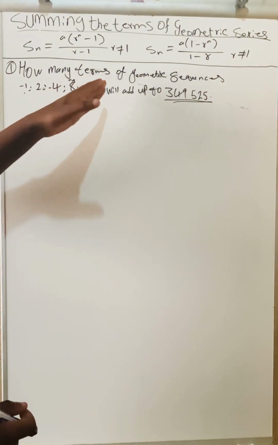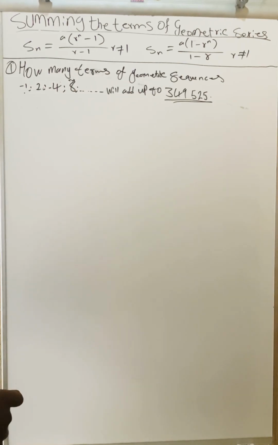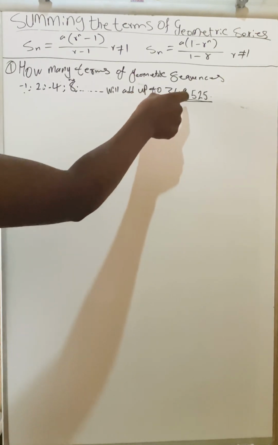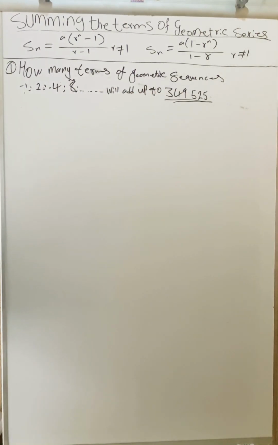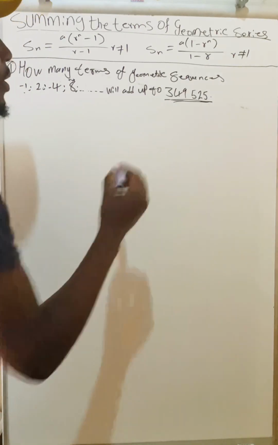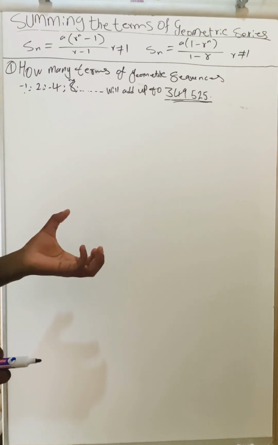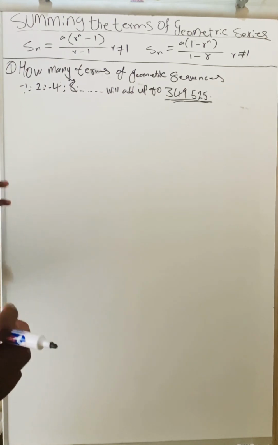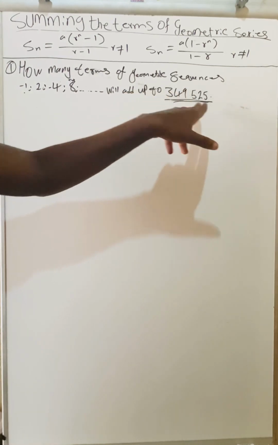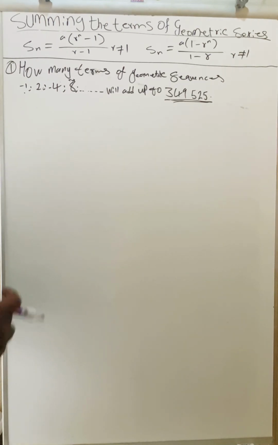How many terms of the geometric sequence negative 1, 2, negative 4, 8 will add up to this number? It means this is the sum, and they need how many terms are combined to make this number. It's very simple, guys. Do not doubt us. Relax, we're going to use this formula.